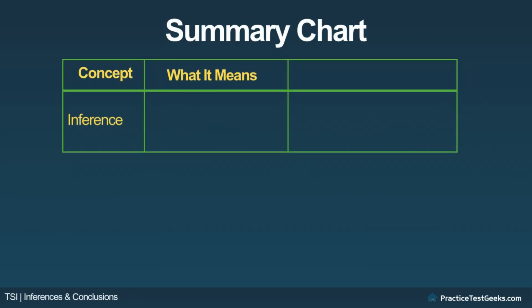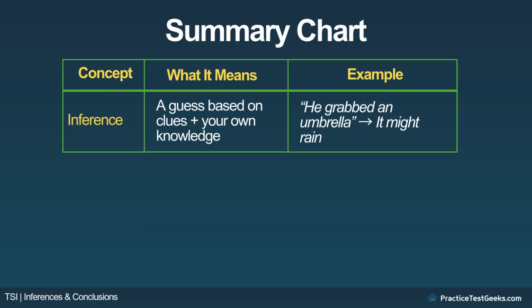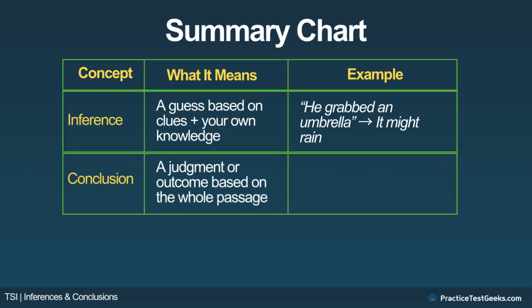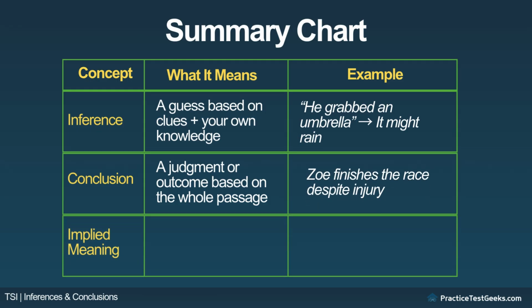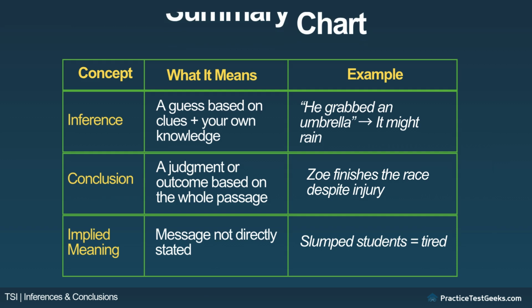Inference. What it means. A guess based on clues, plus your own knowledge. Example, he grabbed an umbrella. It might rain. Conclusion. What it means. A judgment or outcome based on the whole passage. Example, Zoe finishes the race despite injury. Implied meaning. What it means. Message not directly stated. Example, slumped students equals tired.